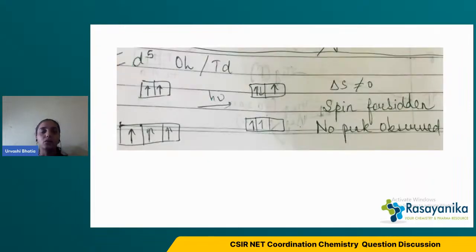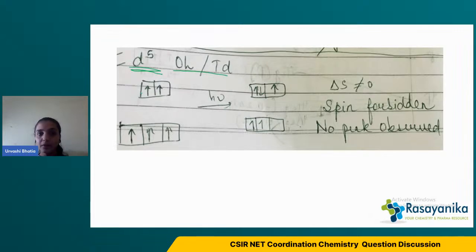Okay. The other complex that is given to us is FeF6 3−, right? That is your d5. d5 for octahedral or tetrahedral, it will be the same. Now d5 you'll show like this. On giving energy, one electron will move to the higher state. Now it has to change its spin to go to this state, right? You have to change the spin.